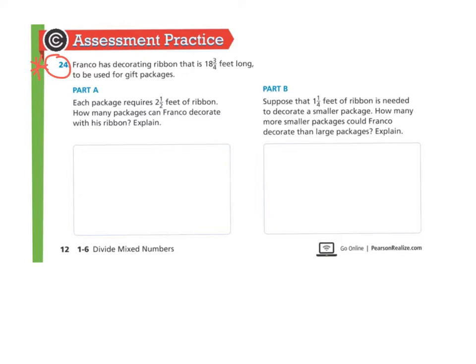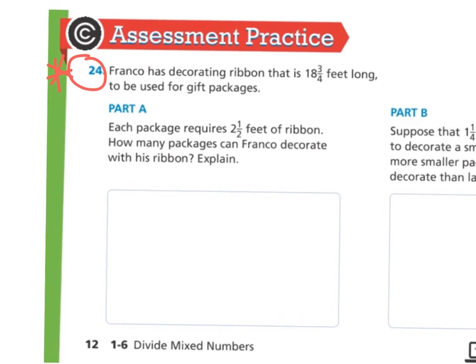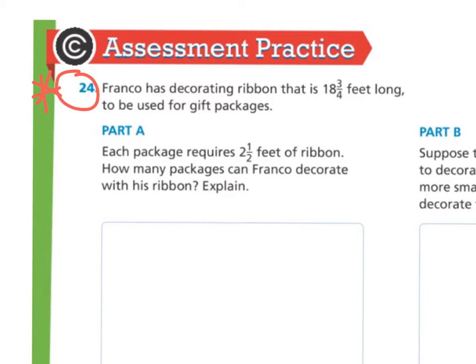Number 24. Franco has decorating ribbon 18 3/4 feet long to be used for gift packages. Each package requires 2.5 feet of ribbon. How many packages can Franco decorate with his ribbon?